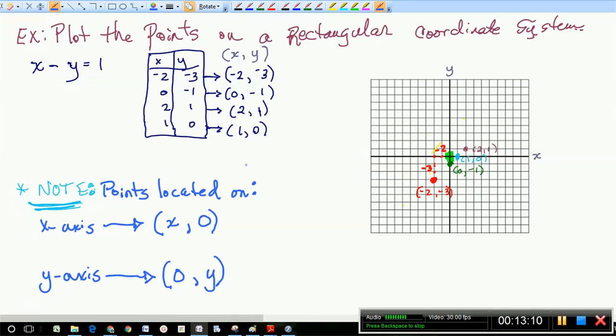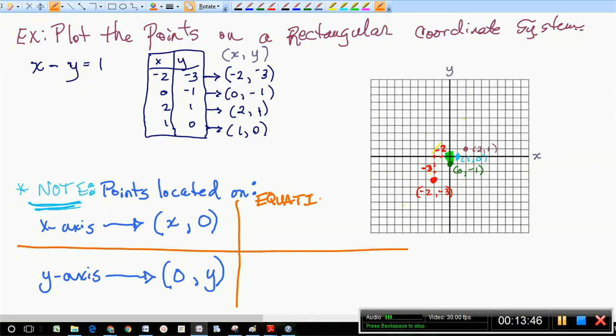Which brings me to this little point. The equations for the lines associated with each axis are these. Let me write this down. You will need to remember this. The equation that represents the x-axis would be what? Would be y equal to 0. In other words, if you made a little xy chart like before, y will always be 0.